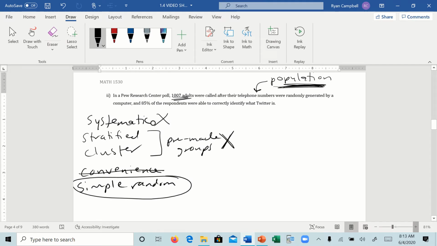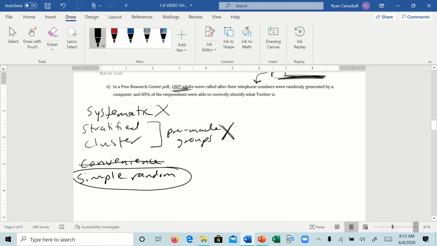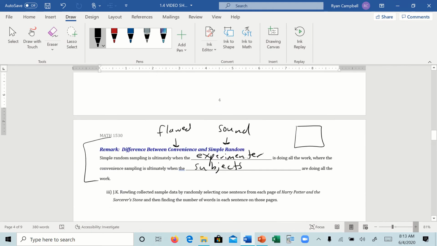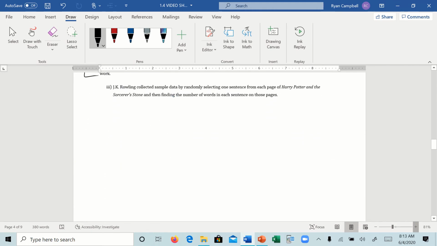So I know earlier I said just because it's randomly generated doesn't mean it's simple random, and that's true, but in this case it actually was simple random. But like I said, it's not going to always be the case. All right, let's do another one.